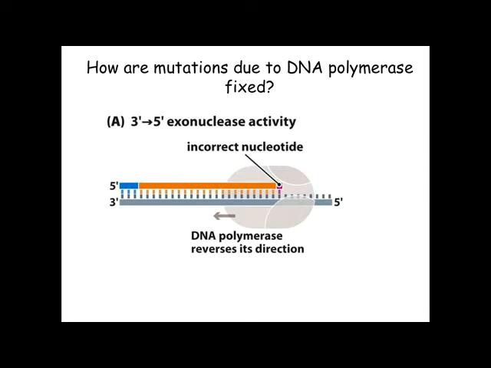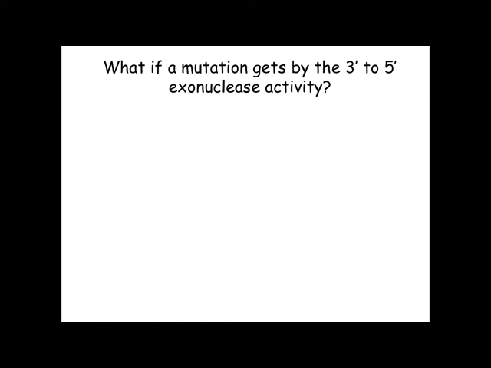Now, there are times where this doesn't work, when there is an incorrect nucleotide inserted and the 3' to 5' exonuclease activity is not working correctly. This can occur if there is a mutation, for example, if there's a mutation in a eukaryotic gene for one of the polymerase subunits that possesses this 3' to 5' exonuclease activity. And this is how they determined the role of this activity in polymerases. So let's think about what would happen if this 3' to 5' exonuclease activity doesn't catch this mutation.